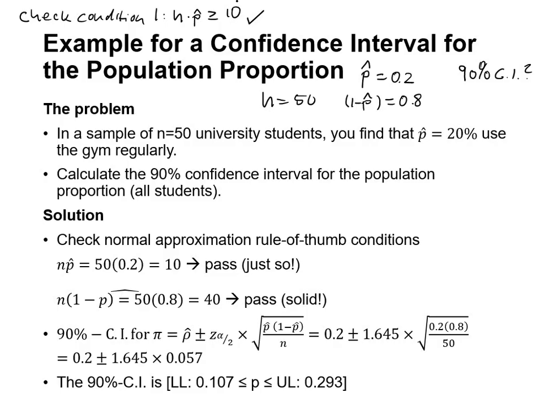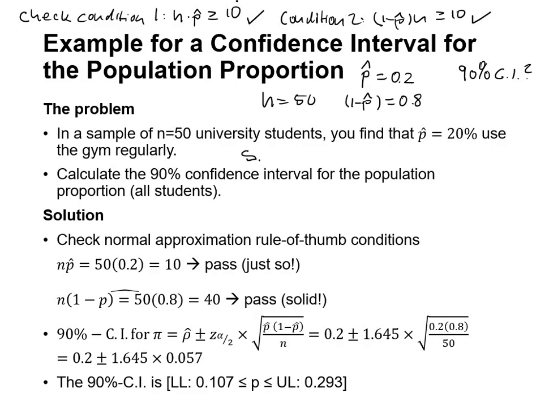Well, what about condition 2? That would be 1 minus p hat times n, which also needs to be greater than or equal to 10. Now we have 0.8 times 50, so that's 40. So the second condition is more comfortably met. Either way, both conditions are met, and we can therefore continue and use the normal distribution, using the z-score. So what is the standard error?